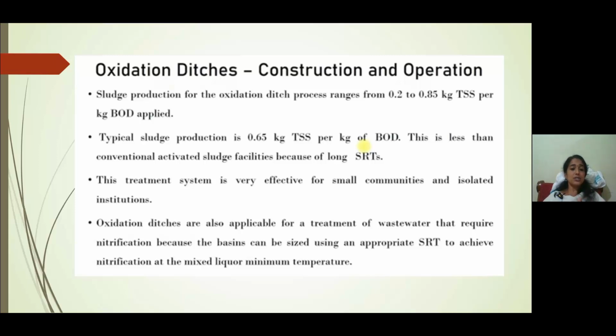And oxidation ditches are also applicable for treatment of wastewater that requires nitrification, because the basin can be sized using an appropriate sludge retention time to achieve nitrification at the mixed liquor minimum temperature.